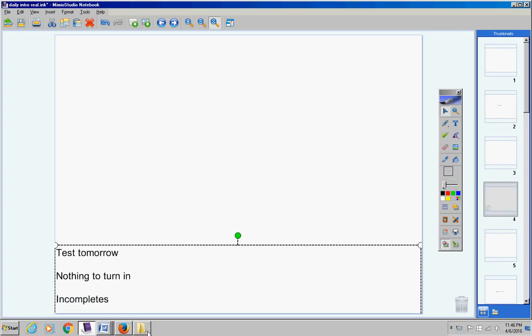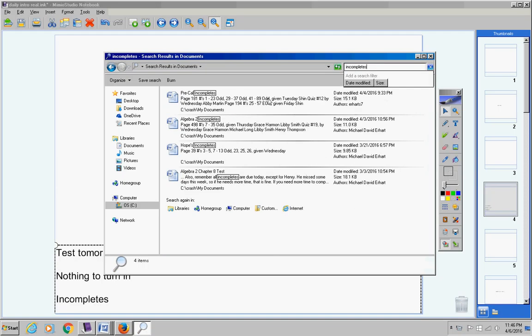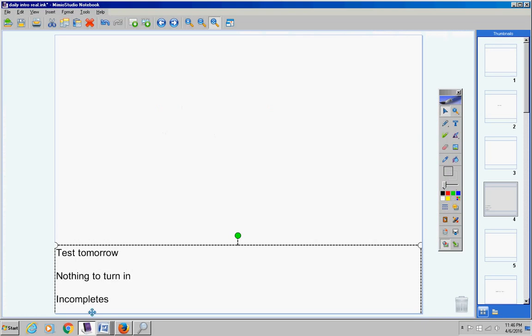Incompletes for track one. I'm not sure if I have that pulled up. Hold on one second, please. Alright, here we go. Abby, you've taken your quiz, so you're good there. Shan, I need these two assignments turned in by Friday, or they will become a permanent zero. This was given on Tuesday of last week. This was given on Friday of last week, okay? So please get those turned in.